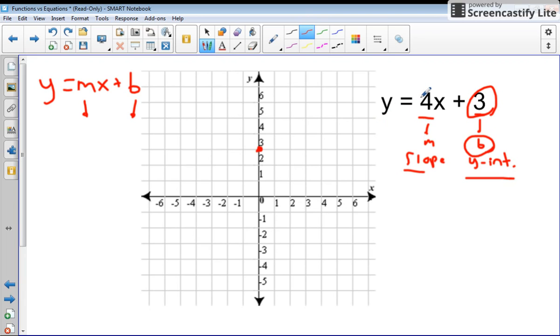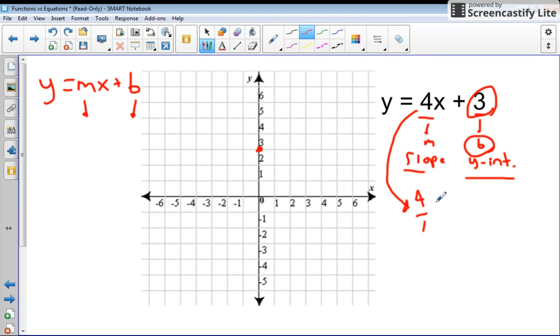I need to take the slope and somehow use that to determine where is another point or 2 or 3 on this line. And the way I do that, I'm just going to write this as a fraction. So can you think of any fractions that are equal to 4? Perhaps you said 8 over 2. Perhaps you said 16 over 4. All those work, but the easiest is probably just 4 over 1.